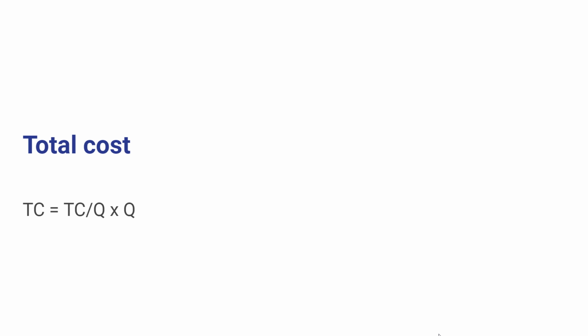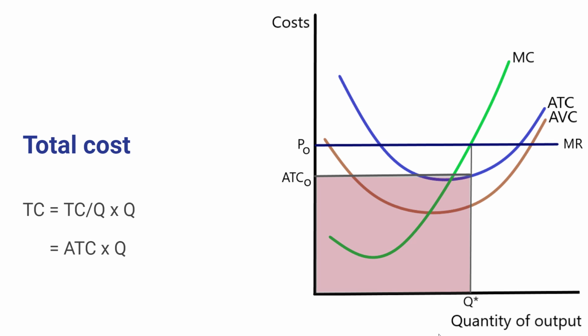And we can write total cost as total cost divided by quantity times quantity. Or in other words, total cost is equal to average total cost times quantity. So if we look at the cost per unit, and we multiply that by the number of units, that gives us total cost. At an output level of Q star, the average total cost curve tells us what the total cost of producing Q star units of output is.